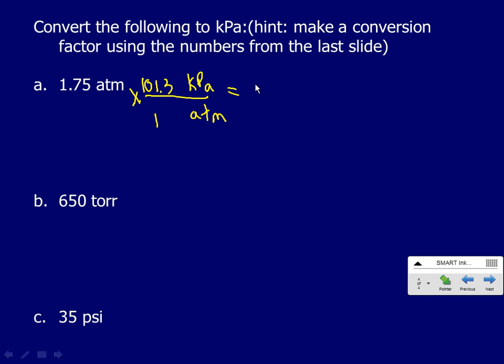And Nathan's not here, so we need someone to step up. Yep. 177. 177, and that's kilopascals? Okay.